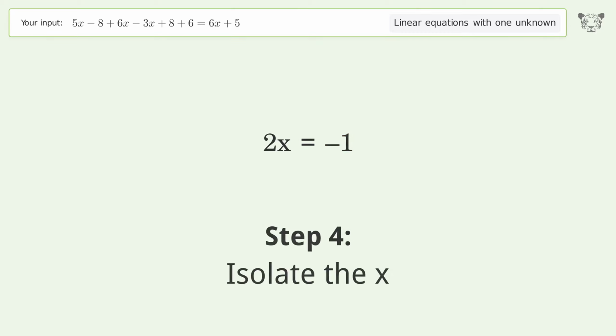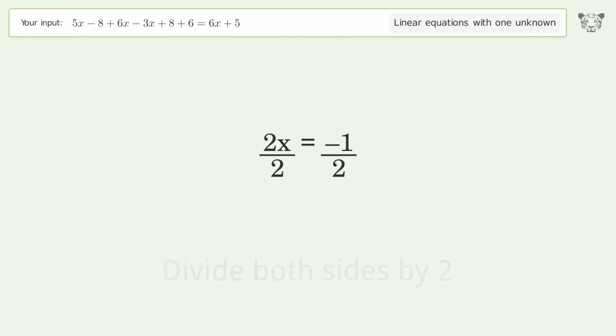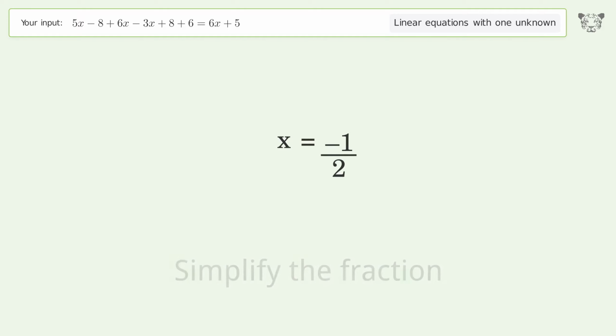Isolate the x. Divide both sides by 2. Simplify the fraction. And so the final result is x equals -1/2.